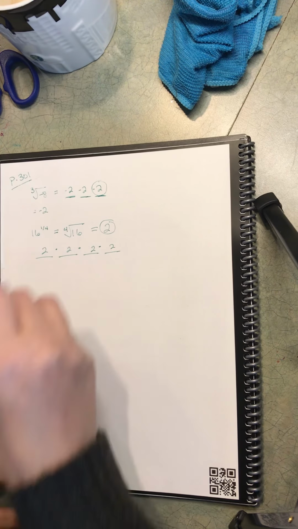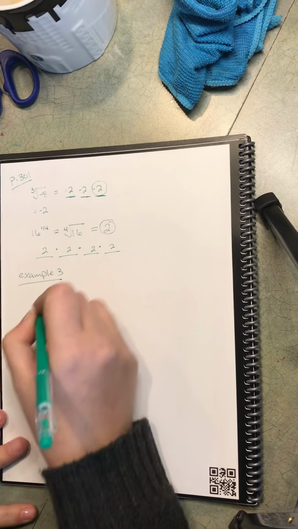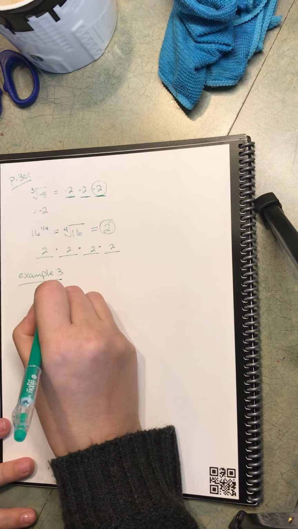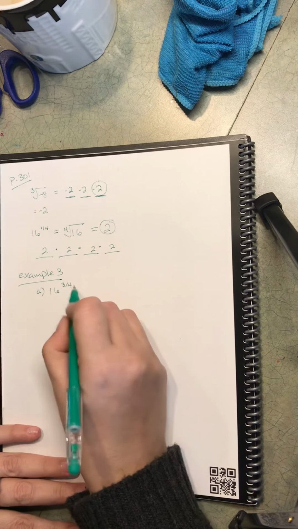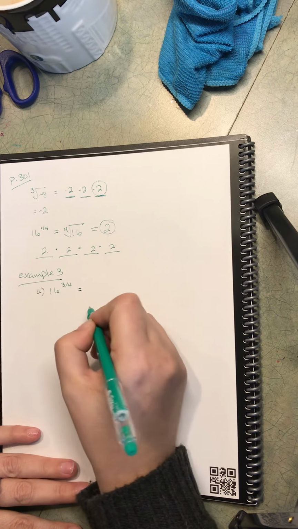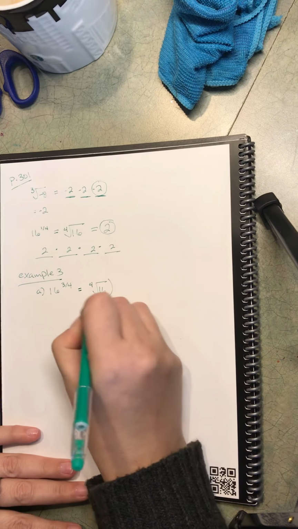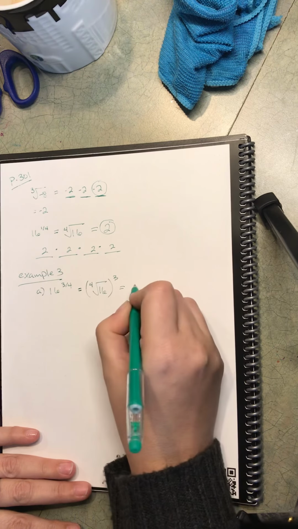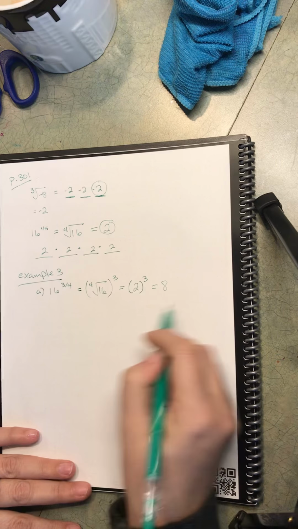Okay, so then when we get down to example 3, toward the bottom of that same page, it gets a little tricky. So we have 16 to the 3/4. Well, one way of looking at this is it's the fourth root of 16 to the 3rd power. So the fourth root of 16 we just said is 2, to the 3rd power, which is 8. Okay, that's one way of looking at it.